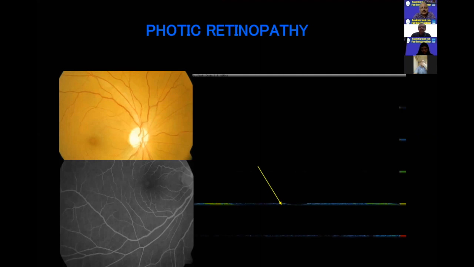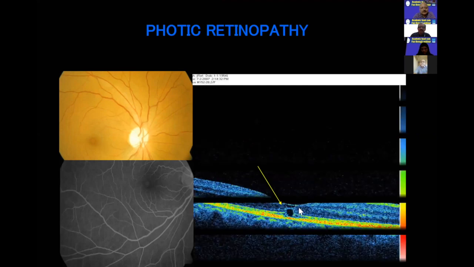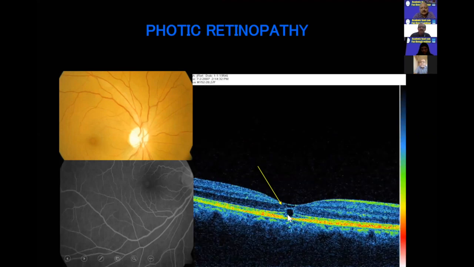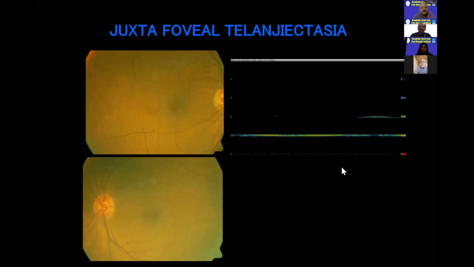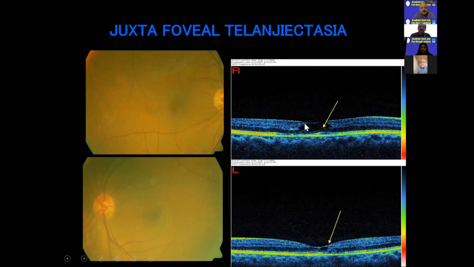This is a patient of photic retinopathy where you can see an outer lamellar macular hole, which is showing the disruption in the anterior RPE and photoreceptor complex here and some of the layers of the inner retina also. This is another interesting condition, juxtafoveal telangiectasia. You can see this hyporeflective area. This is basically an area of atrophy. This occurs because of the loss of Müller cells in the inner retina in response to the ischemia to the finer capillaries in juxtafoveal telangiectasia.